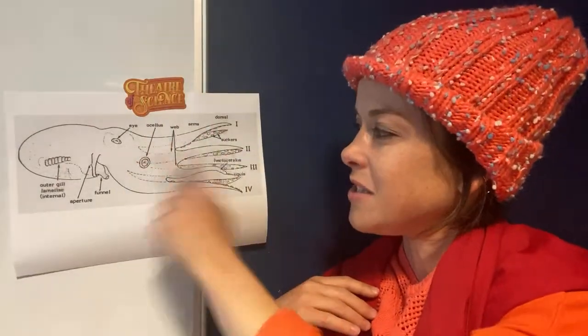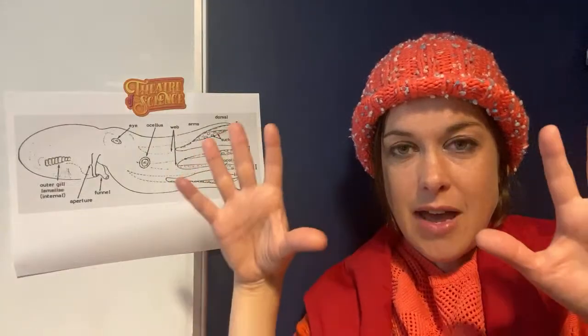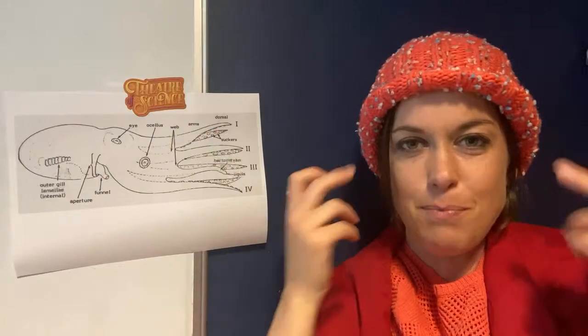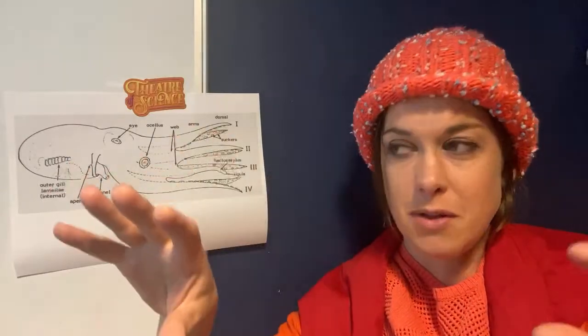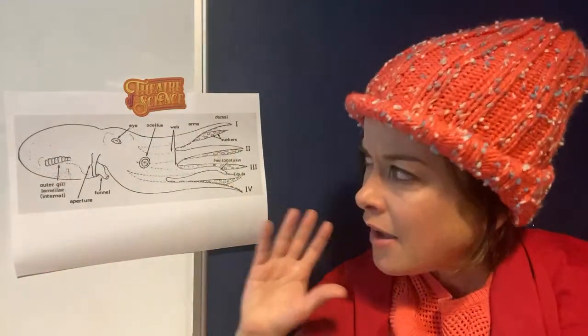They've got about 200 suckers on each arm, and they can take in tiny chemicals with their arms. So that means like they can smell, like when you smell, it's just little particles going up your nose. So they do that with their arms. They feel with their arms, they smell with their arms, they taste with their arms.